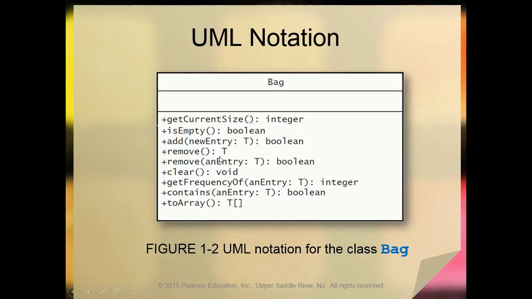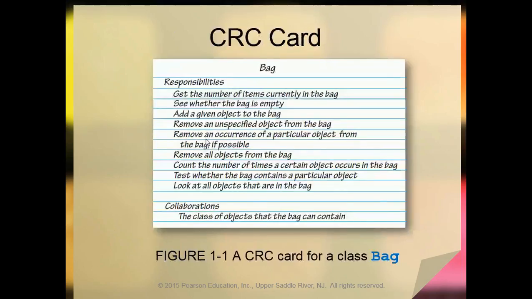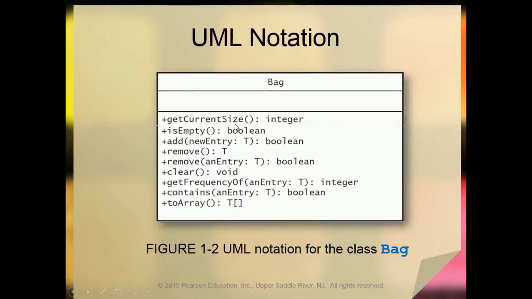We can remove an object of type T from the bag. We can remove some arbitrary object from the bag. That goes to remove an unspecified object from the bag. And then we can remove a specified object from the bag, and that returns a Boolean. If we target an object that we think is in the bag and we try to remove it, if it's successful, it returns true. If it's not, it returns false.